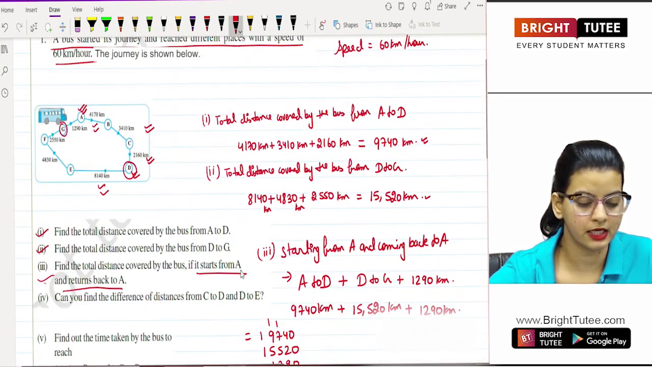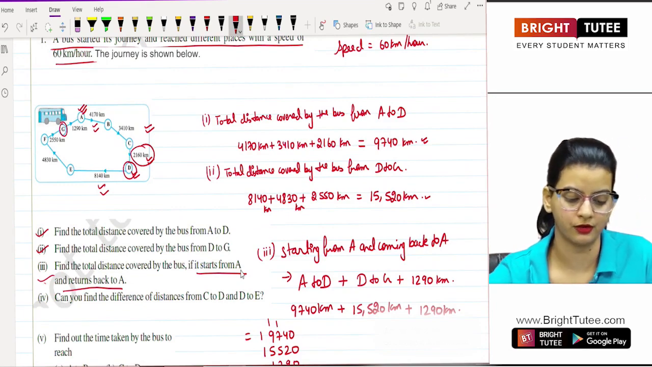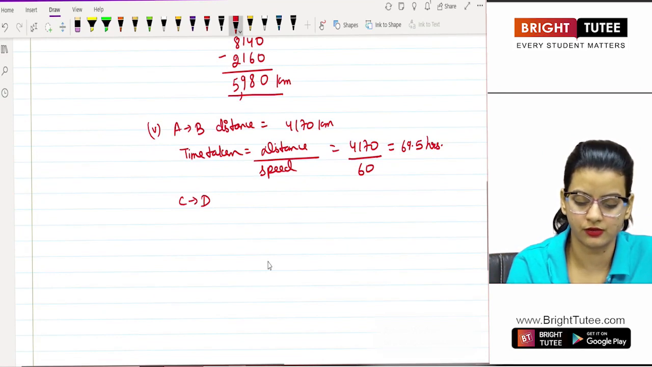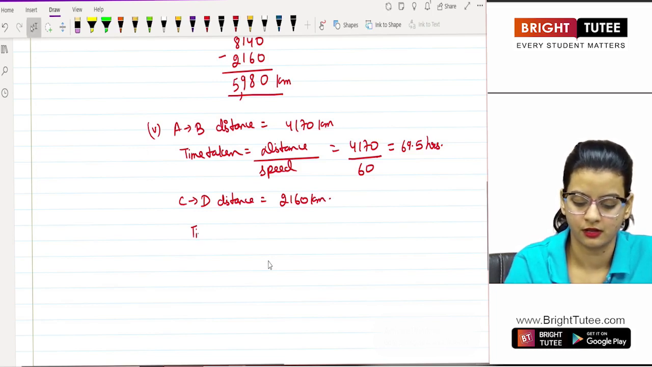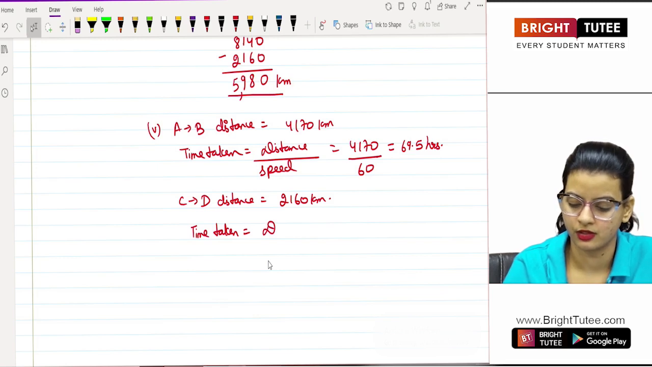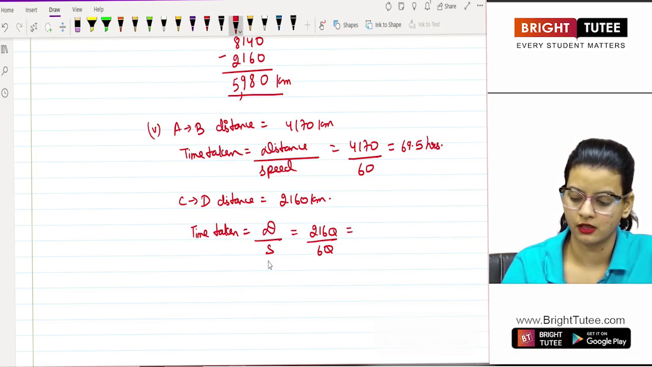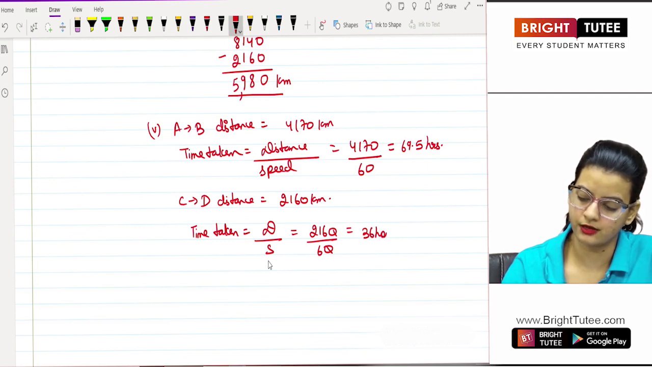Right. Now next one is time taken from C to D. C to D is 2160 kilometer. So C to D distance is equal to 2160 kilometer. Time taken is equal to distance divided by speed. So 2160 divided by 60. So this is 6 into 36. So this is 36 hours.